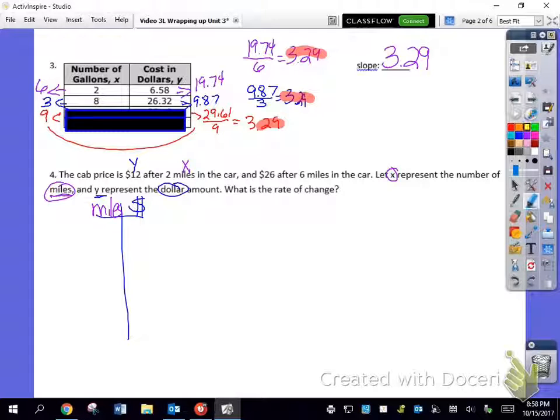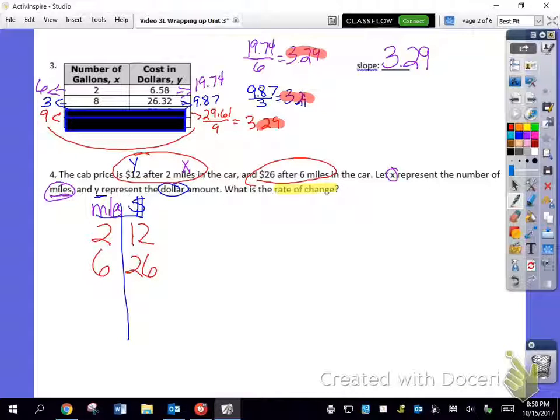Look at what it wants, rate of change. So I'm going to set up my ordered pairs. Okay, so 2 is miles, 12 is the dollar amount. 6 is the miles, 26 is the dollar amount. And now rate of change, that's when you subtract. So 6 minus 2 is 4. 26 minus 12 is 14. Swing that over, 14 over 4.